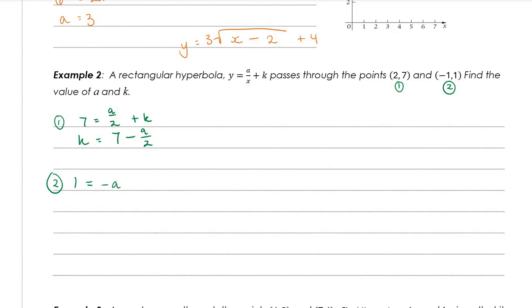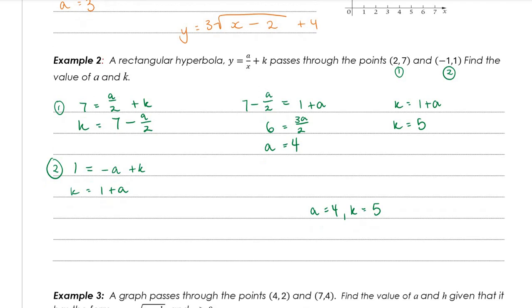That's going to give me 1 is equal to negative a plus k, so k is equal to 1 plus a. I can now make my two k's equal to each other, so I have 7 minus a on 2 is equal to 1 plus a. We end up with 6 is equal to 3a on 2, so a is equal to 4. Then we plug that into either equation that we have because we should get the same answer realistically. So I'm going to plug that into 1 plus a, just being a bit easier because we know 1 plus 4 is 5. So a equals 4 and k equals 5, okay?